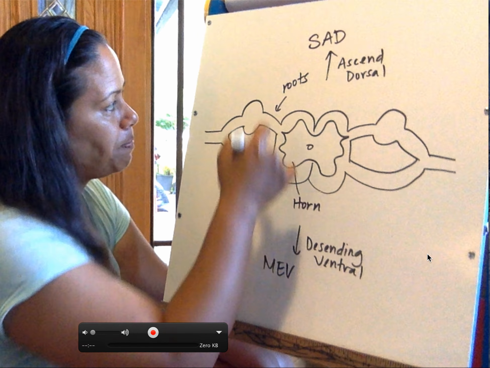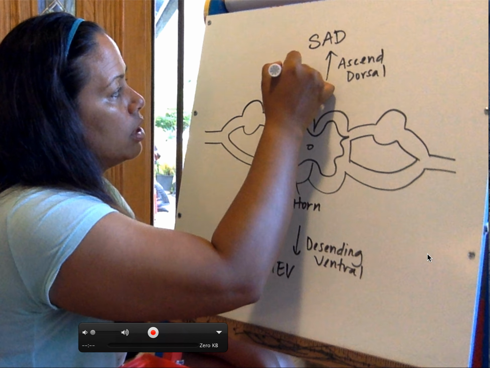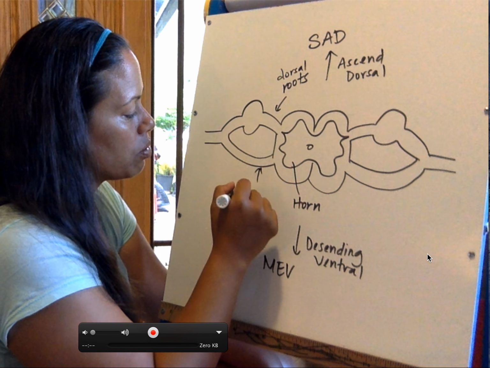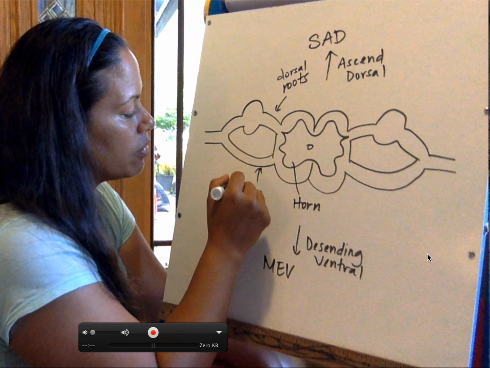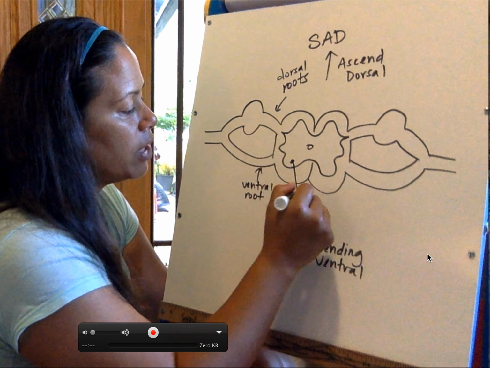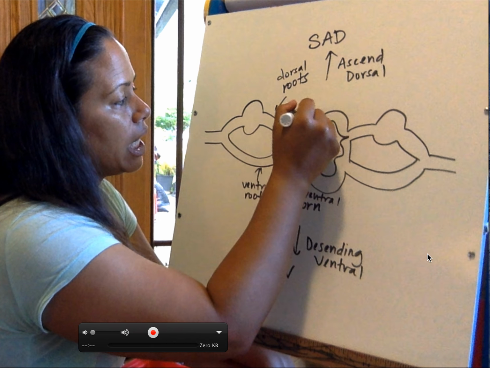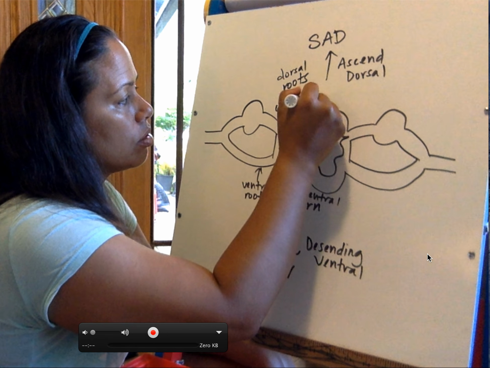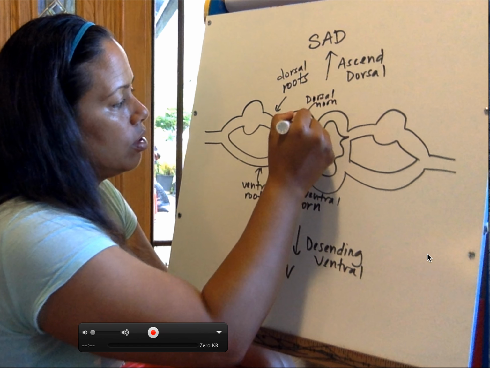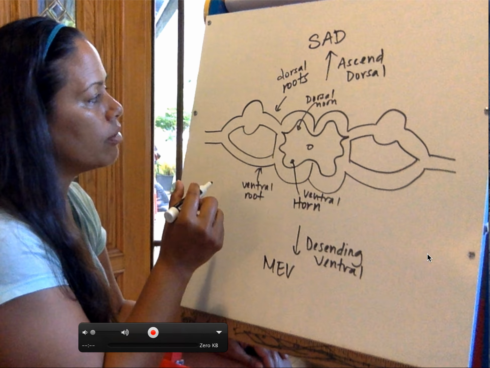So roots. Is this a ventral root or dorsal? It's dorsal. Is it sensory or motor? It's sensory. What about this? This is a root as well. What kind of root is it? Well, it's a ventral root. So what kind of horn is this on the front? It's a ventral horn. What is this in the back? It's a dorsal horn. You got it? So let's see how information travels into and out of.